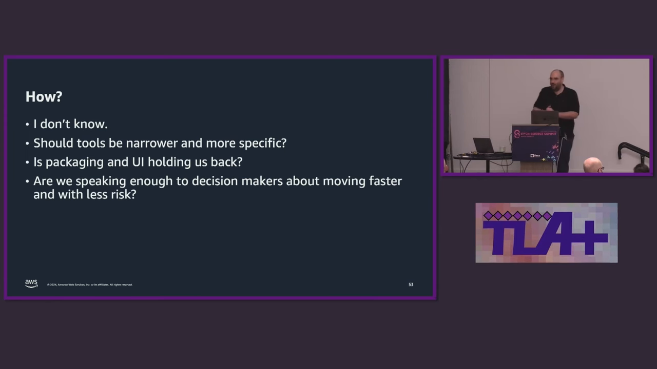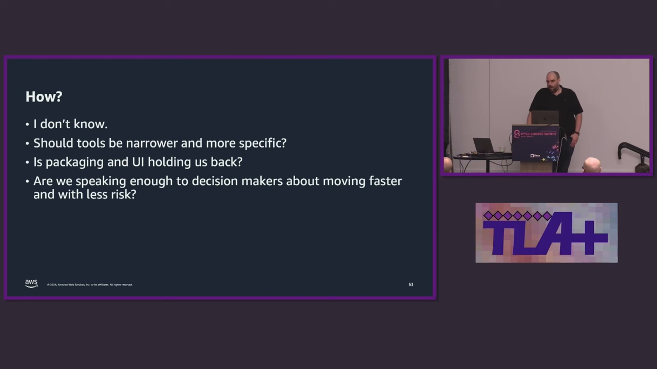Well, I don't know. I think there's a whole lot of things that we can try, a whole lot of things that we have tried, a whole lot of things that I continue to try by telling this story over and over. One of the thoughts that I have is, should tools be narrower and more specific? I've certainly seen engineers engage with P more easily than they engage with TLA Plus. But there are downsides to that too.